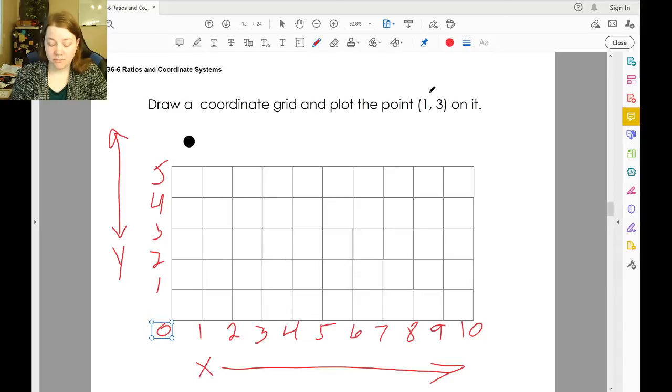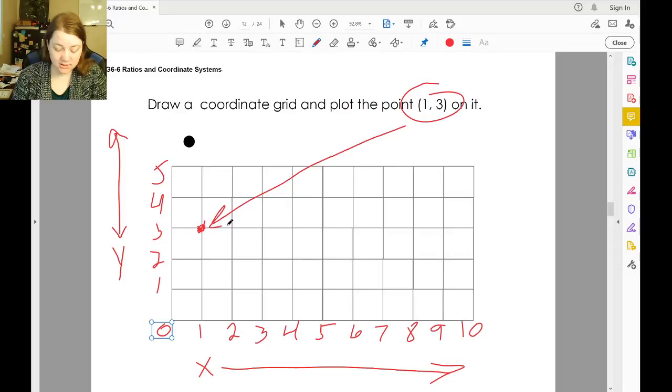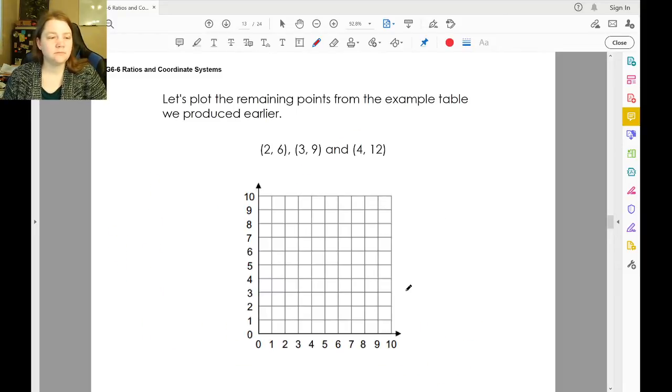So if I want to plot the point (1, 3), I'm going to start at 0, and I'm going to run 1 space, and then I'm going to jump 3 spaces. And that is going to be where my point is. So let's go ahead and plot that (1, 3) on here. Start at 0, go to 1, jump 3. There's my first point.